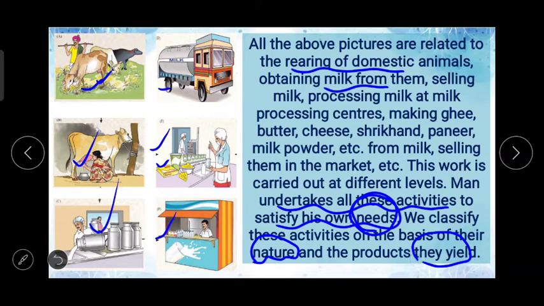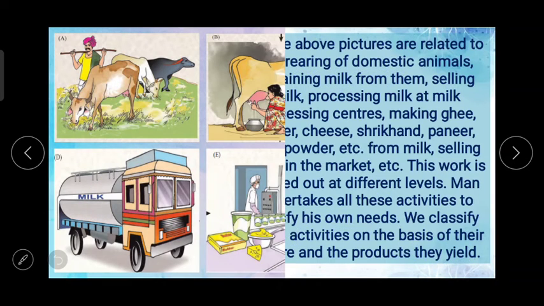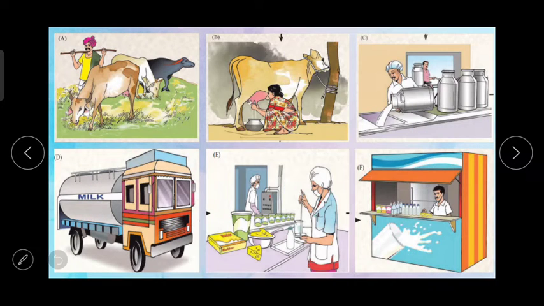काम का जो तरीका है, जो नेचर है, और उससे हमें जो प्रोडक्ट मिल रहा है, उसके हिसाब से हम उसे क्लासीफाई करते हैं. अबाउट दैट वी आर गोइंग टू स्टडी नाउ. Now what you have to do again, now look at the pictures again and answer the following questions. Again, questions on the basis of same pictures.